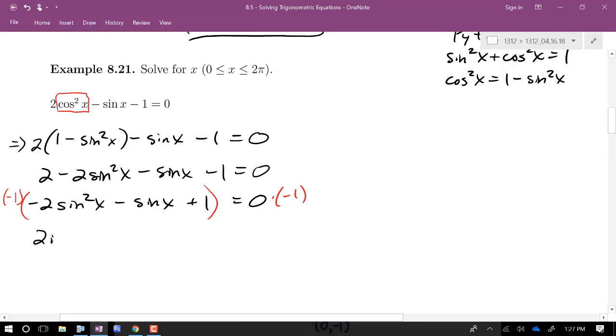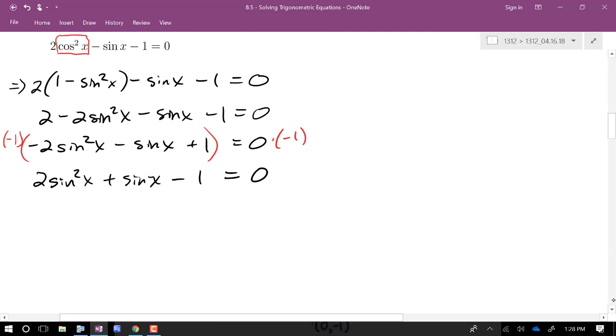So we get 2 sine squared x plus sine x minus 1 equals 0. Now if I have a quadratic that's set equal to 0, what is one of our favorite ways to solve? We have two favorite ways. Factoring. That's often my first go-to, right? Because if it will factor, that's usually a little easier than completing the square, a little bit less labor intensive. We could complete the square, but I think we could try to factor.